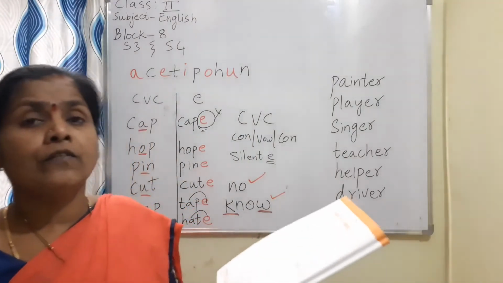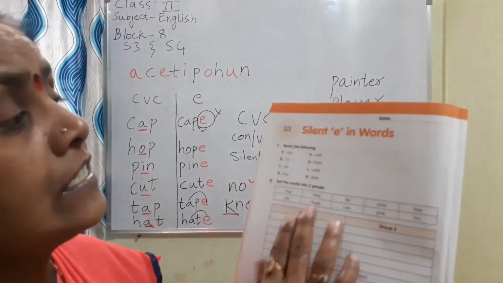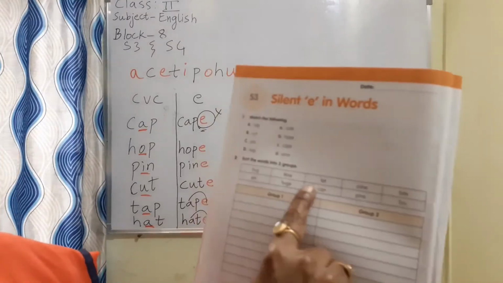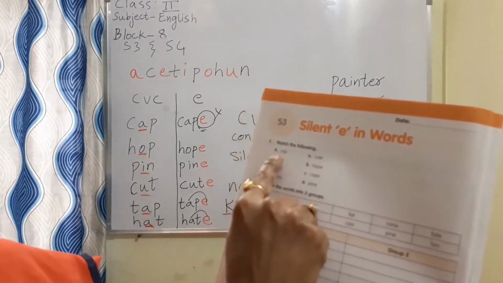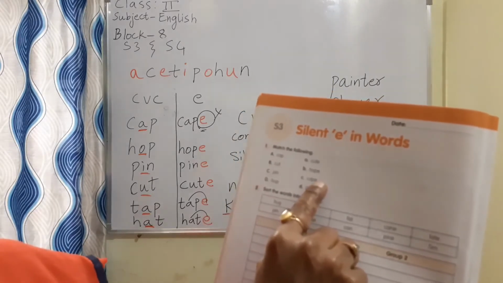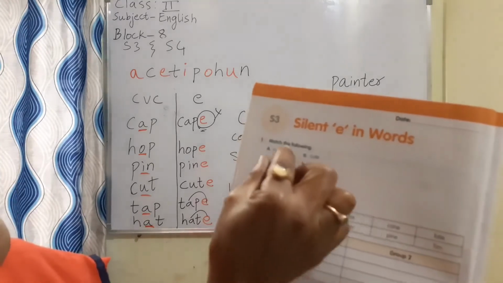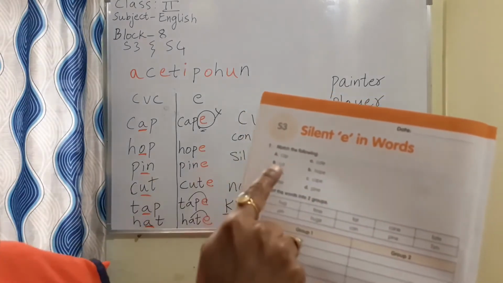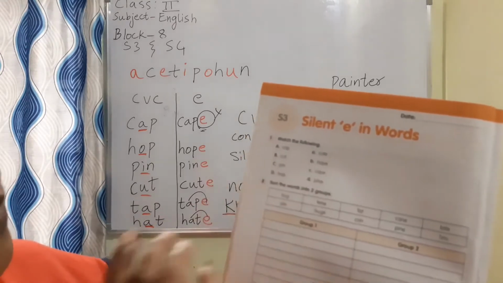Now you have to open your workbook to page number 48. Here they have given us words which have the letter E, but it is silent. That letter you have to find out. What you have to do here? Write down the date. Silent E in words. Cap, cape. E sound is not there. Cute. How are you doing now? To this list, when we add the letter E, those words you have to match. Pin, pine. Cap, cape.